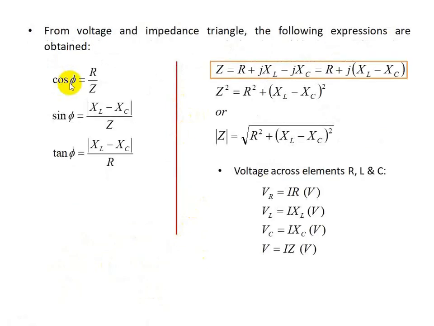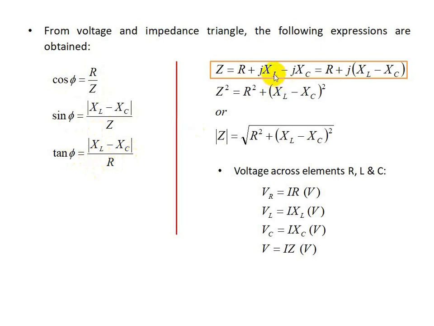So coming to the equations again from the impedance triangle, you can write the following equations. Cos phi is adjacent side by hypotenuse, R by Z. Sin phi is opposite side by hypotenuse, that is opposite side, XL minus XC, by Z. We have to consider only the magnitude. Tan phi is opposite side by adjacent side, that is XL minus XC by R.